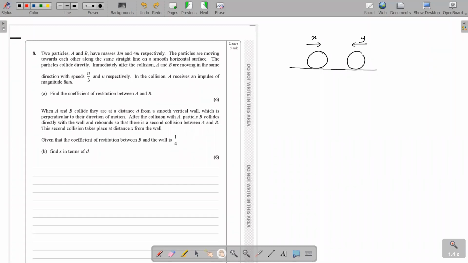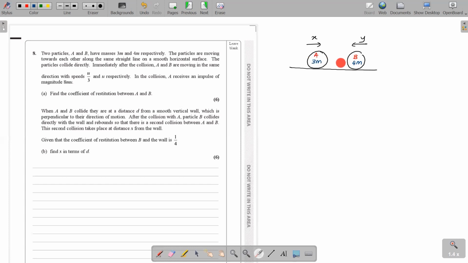Okay, so now let's move on to question number 8. They say two particles A and B have masses 3m and 4m respectively. The particles are moving towards each other along the same straight line on a smooth horizontal surface. Okay, so I have my two particles A and B. So this is A, this is B. They have masses 3m and 4m. The particles collide directly. You can see they collide.